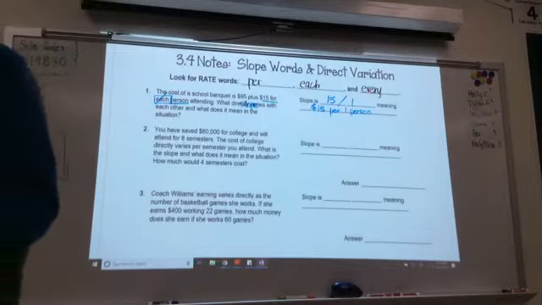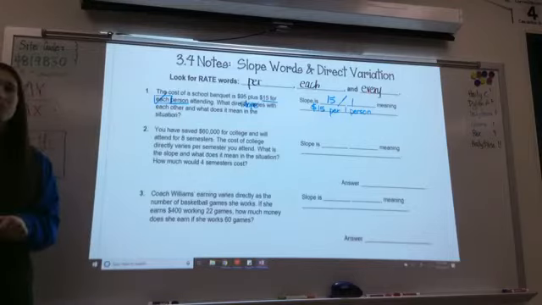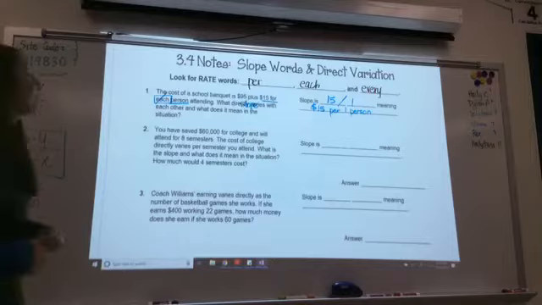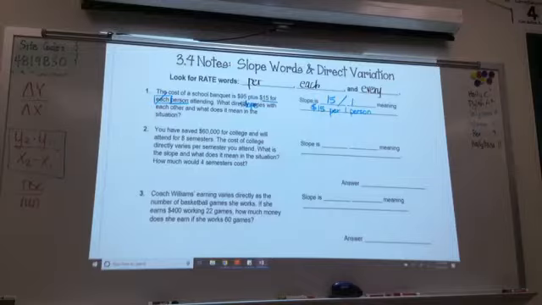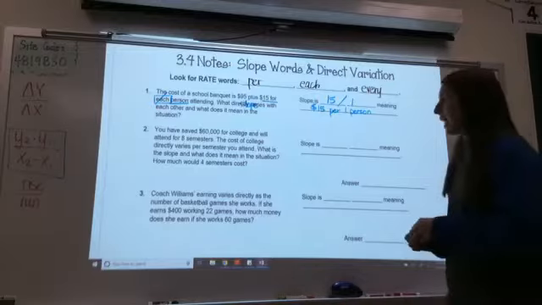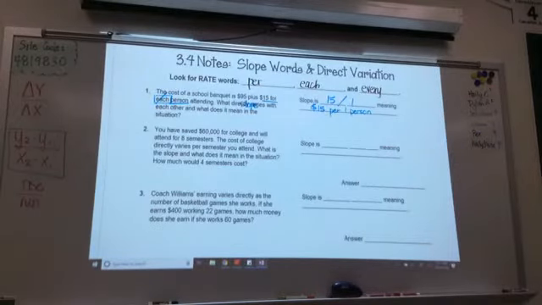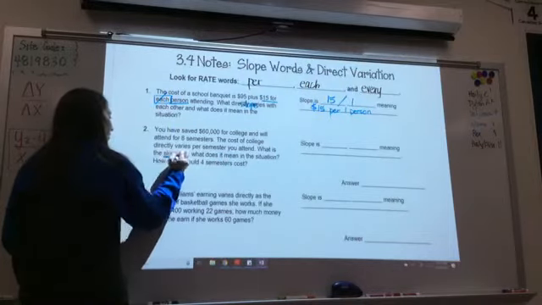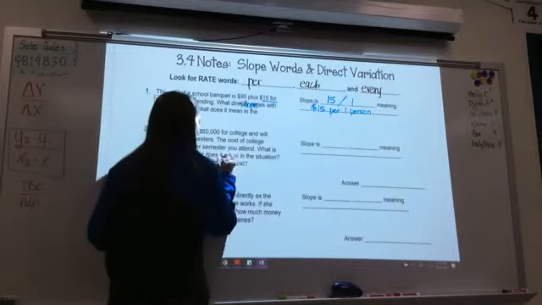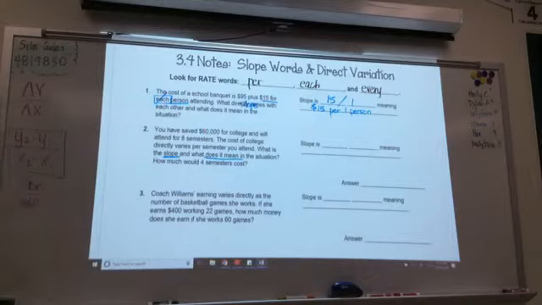Okay, let's look at number 2, because we're going to change it up a bit. Number 2, do I have anybody that wants to read? No? Okay. You have saved $60,000 for college and will attend for 8 semesters. The cost of college directly varies per semester you attend. What is the slope and what does it mean in this situation? Let's stop there first. What is it asking us to find? The slope, and what does it mean? Okay? So we've got to go look for slope words. Do you see one?